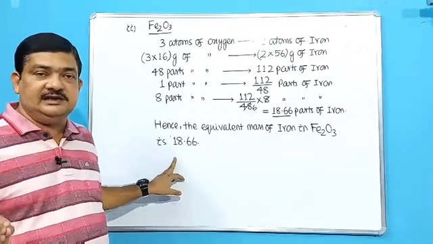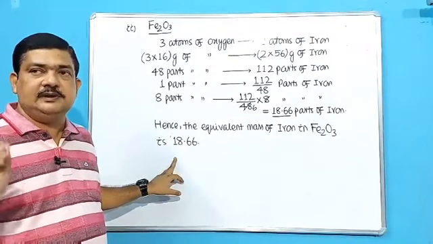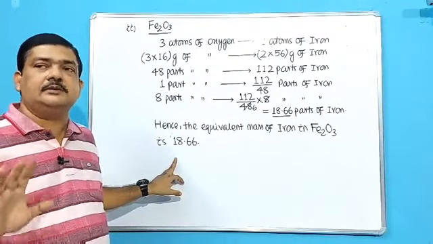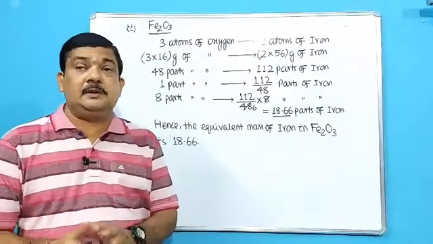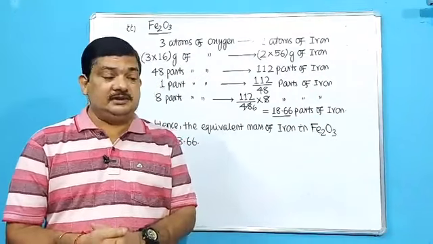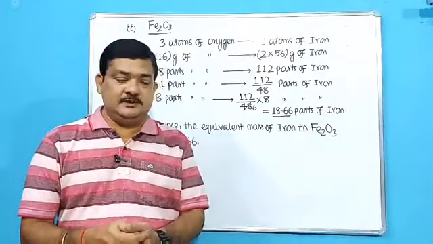Equivalent mass is simply a number. You need not write anything, that is, parts, grams, anything. Simply leave it as a number. So this is all about how to calculate the equivalent mass by the indirect method, that is, by using the combination process or using the definition itself.